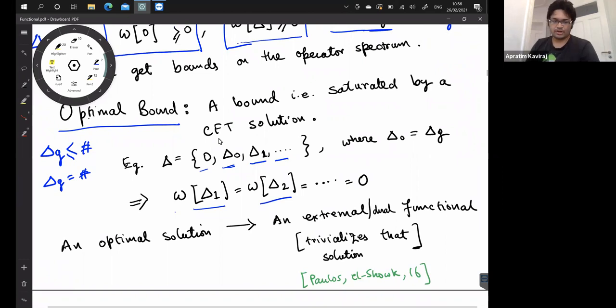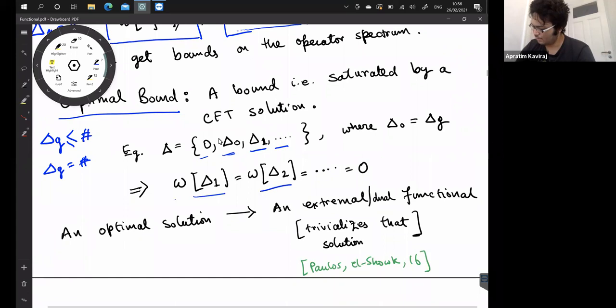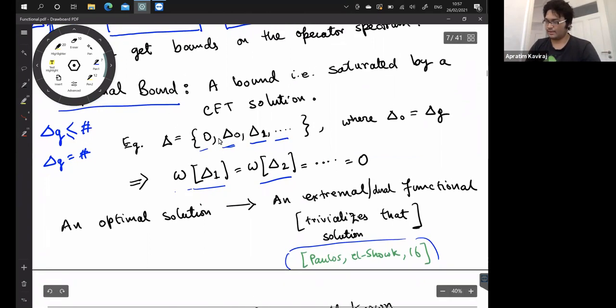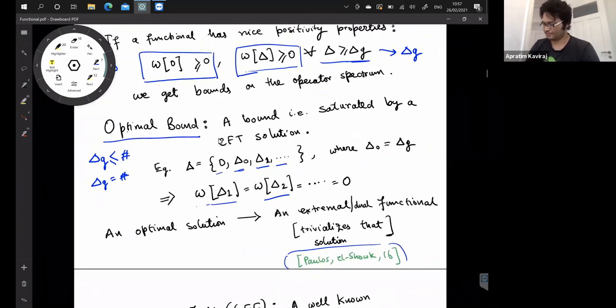So this solution I would call an optimal solution, and it was shown in the following paper that if you have such an optimal solution, you can systematically build a functional or some functionals that trivializes the solution, just like what you have above. So for any optimal solution, this can be done. You can build a set of functionals that trivializes that solution, that CFT.